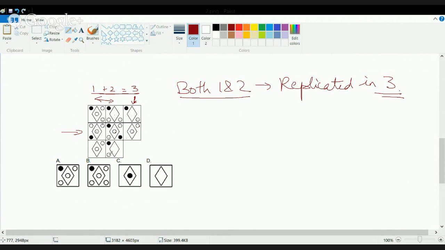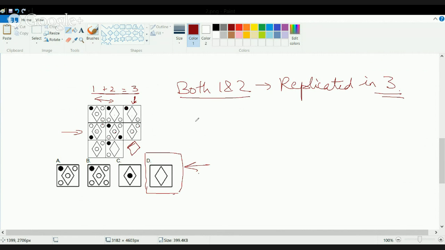So if we see the last figure, obviously the diamond is present in both the figures, so the diamond is replicated, but there is no other thing that is common in both the figures, so nothing else except the diamond would be replicated. So again the answer here would be D.